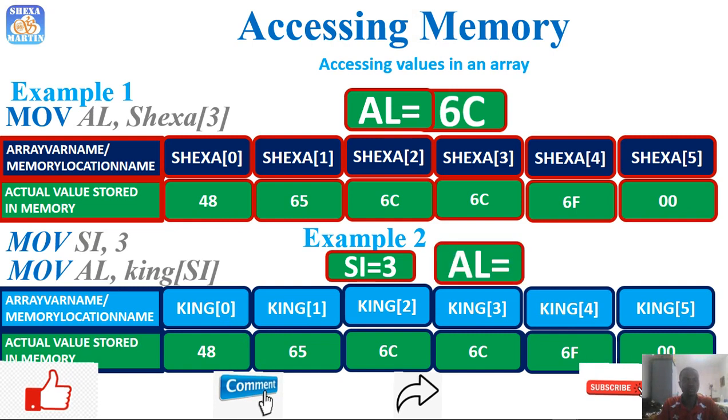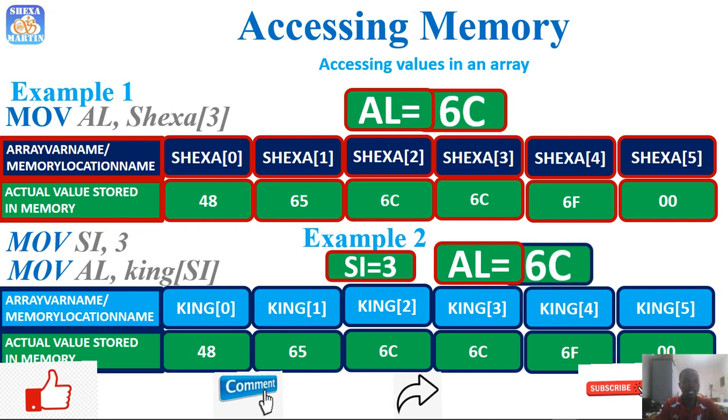So the next thing is we are now moving the value that is at king index, the value in SI, which is 3. So we are taking the value that is at king index 3, and the value that is at king index 3 is 6C. So 6C is the one that is going to be moved to AL. Right, so why are we saying king SI is king index 3? Because SI's value is 3. So we are taking the value that is at a memory location named king SI, king index 3, sorry, then it's moved to AL. So this is what happens.